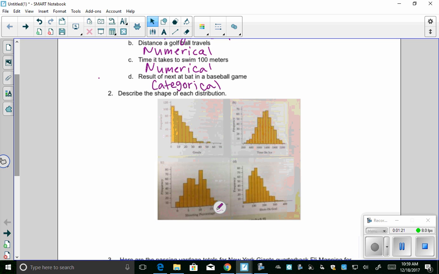Problem 2 says to describe the shape of the data. So shape, you have a couple of options. You have skewed. Then you have skewed right.